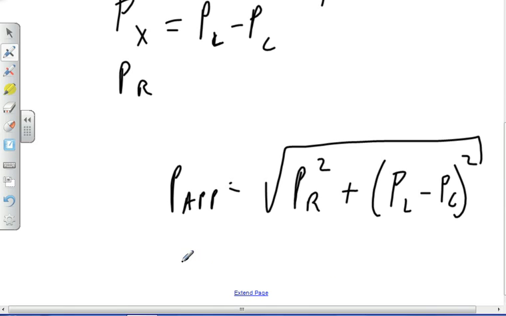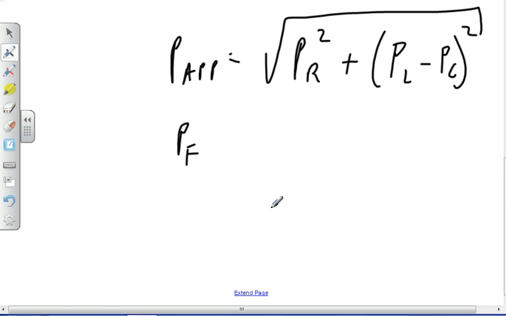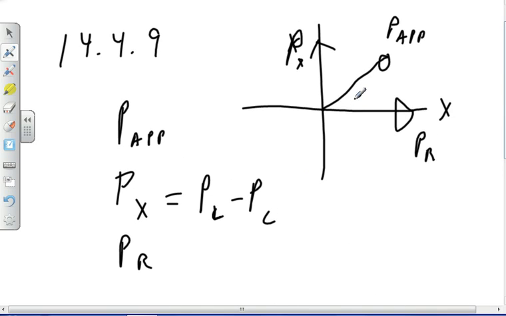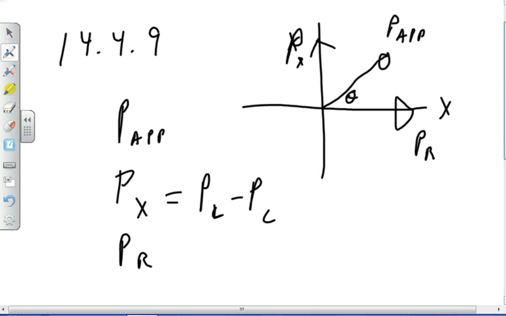And my power factor, capital PF, power factor, is going to be that real component divided by the apparent component, which is also the cosine of the angle, that angle there. So the definition of the cosine of the angle, which is my power factor, is the real component divided by the apparent component. So that would be the cosine stuff.